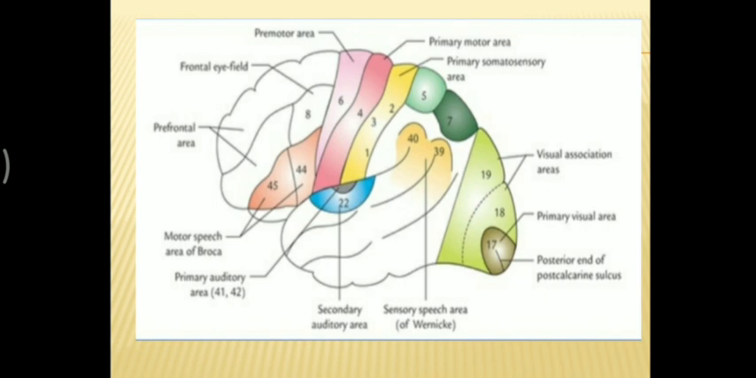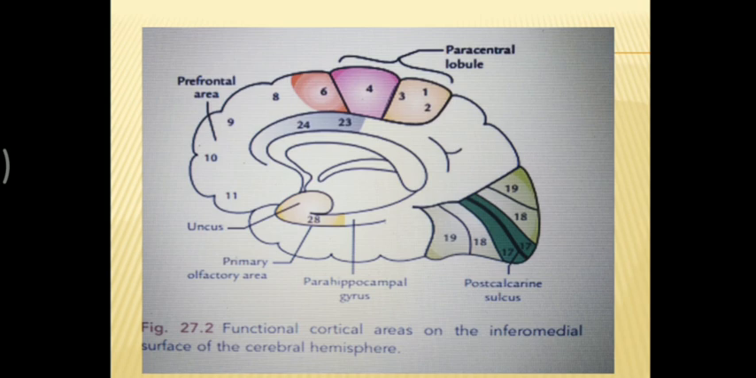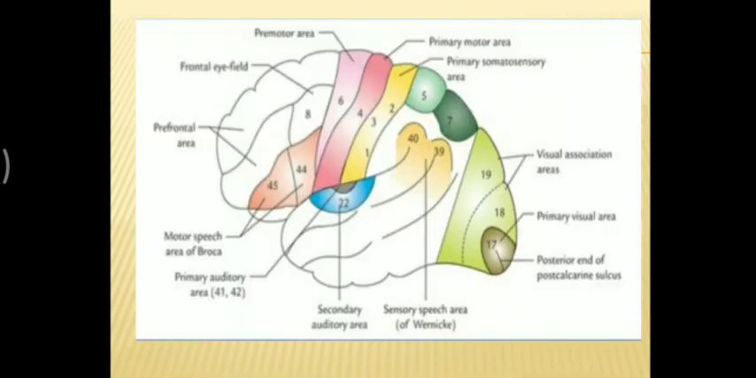And the functional areas in the parietal lobe are the primary sensory area, area numbers 3, 1, 2, which is present in the postcentral gyrus. And the sensory association area, which is area number 5 and 7. And the sensory speech area, also called Wernicke's area, is present in area number 39 and 40. So this is responsible for the interpretation of languages.